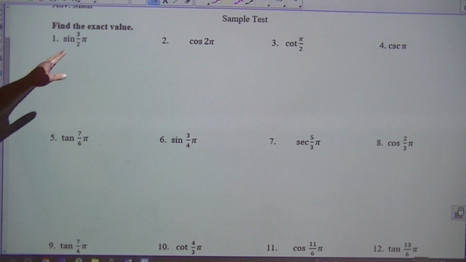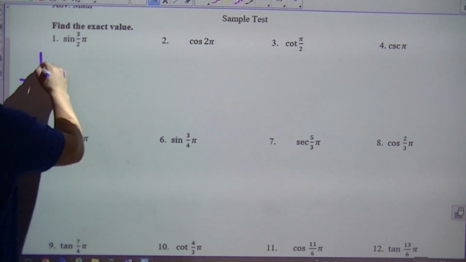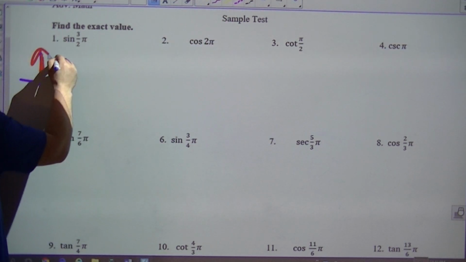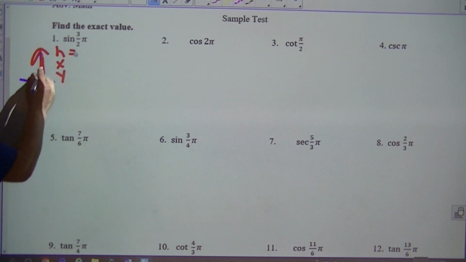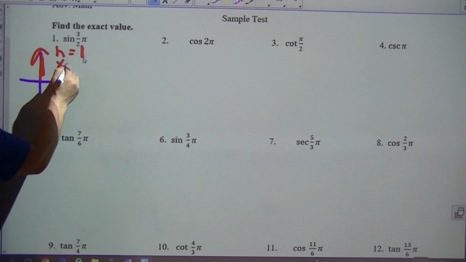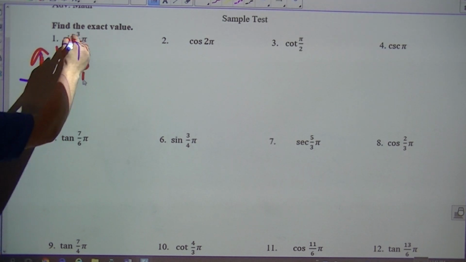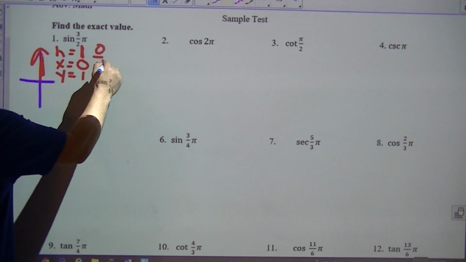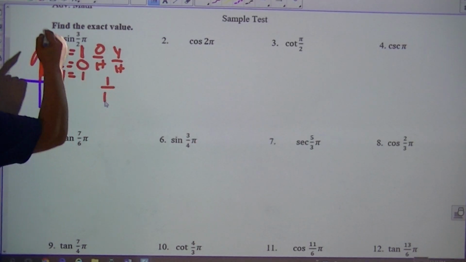So 3 pi over 2. That's going to end up being at one of the axis points. We reference this as H, X, and Y. We did this last chapter. The H will always be 1. If I label a point here, the X would be 0 and the Y would be 1. Sine would be O over H or Y over H. So that's 1 over 1. I'm sorry, that's in the wrong spot.